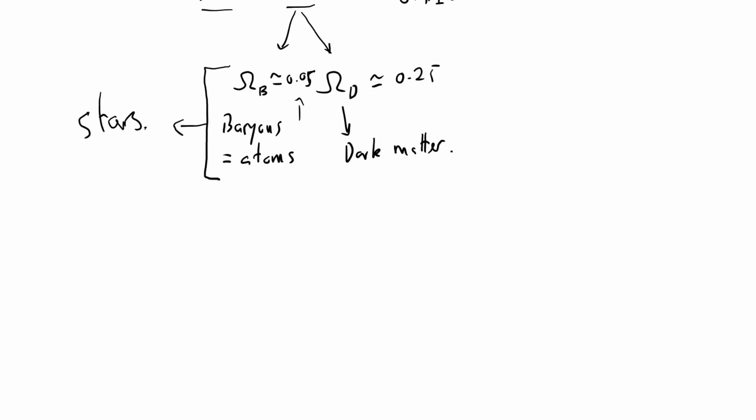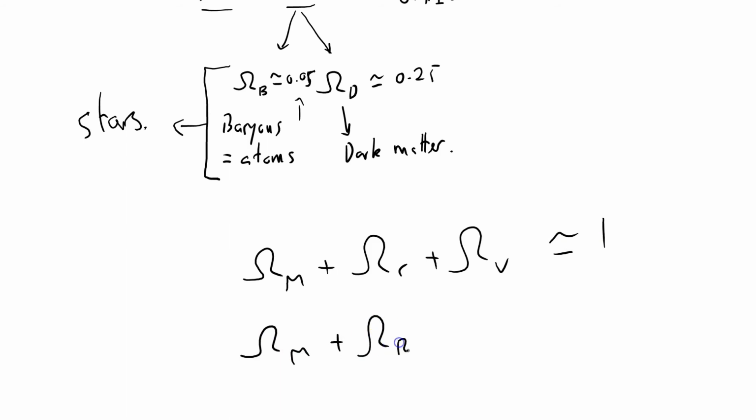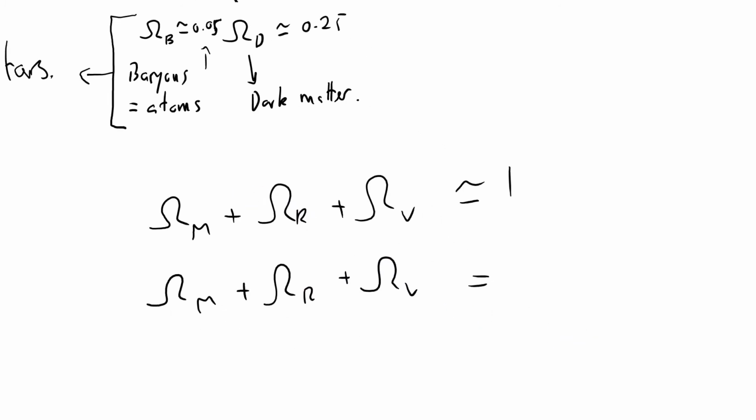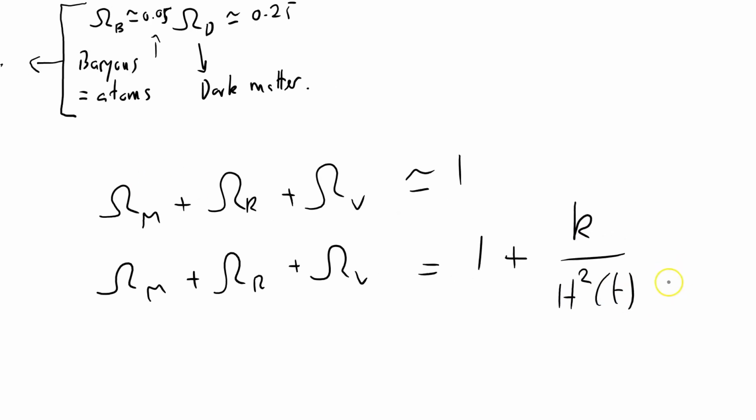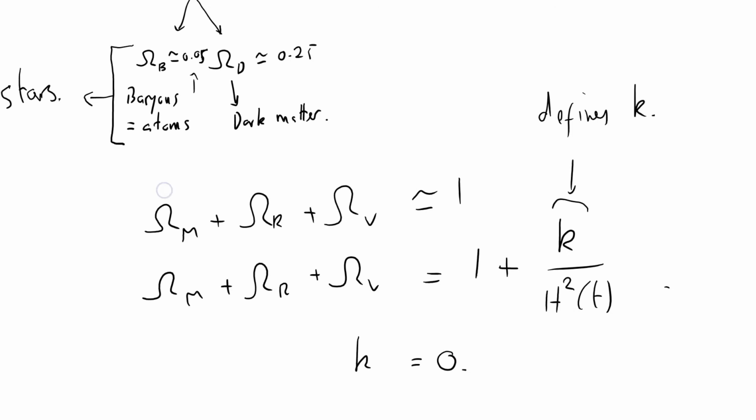A couple more bits of notation: you're normally interested in the deficit. So what you do is you say that omega m plus omega r plus omega vacuum is approximately equal to 1. And what you normally do is you specify that omega for matter plus omega for radiation plus omega for the vacuum equals 1 plus k upon H squared of t. Sometimes you see it with an a down there, but I'm defining it to be 1 here. So this is a definition of k. And of course, if little k equals 0, then that tells us that the universe is flat. Okay, I'm going to stop there.